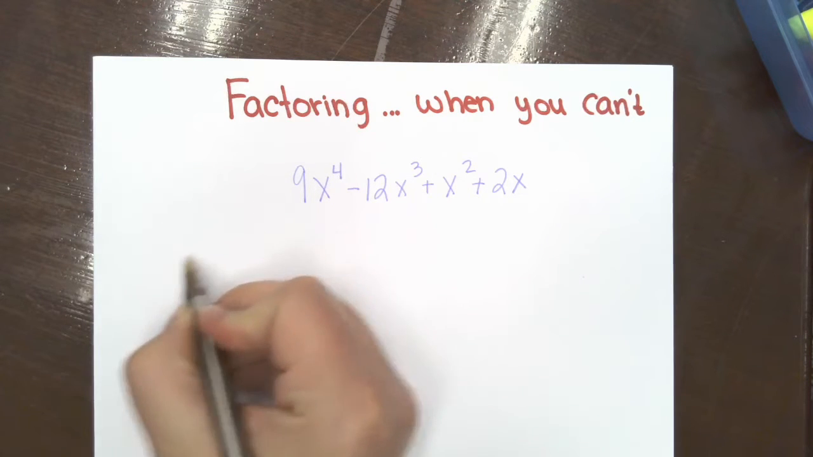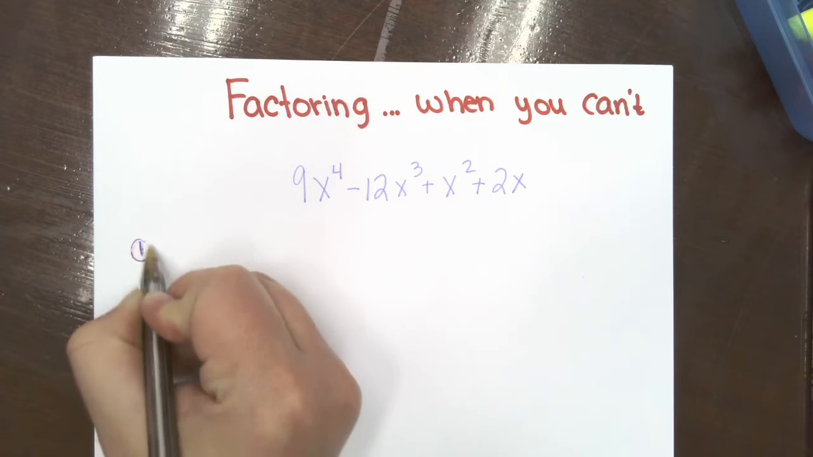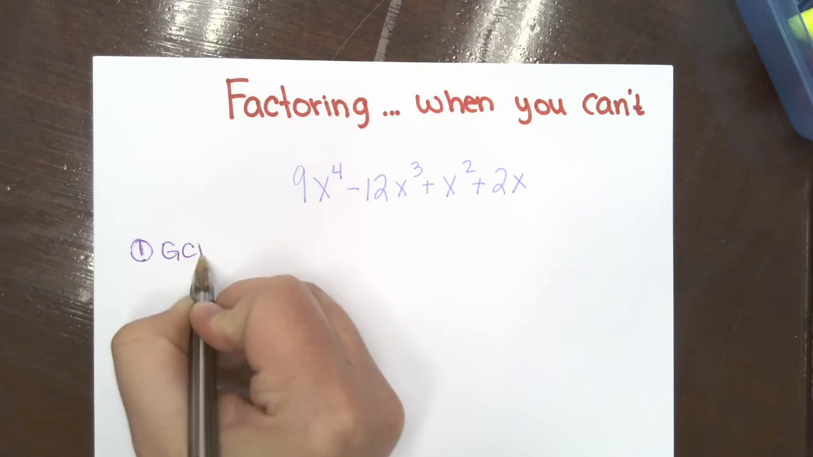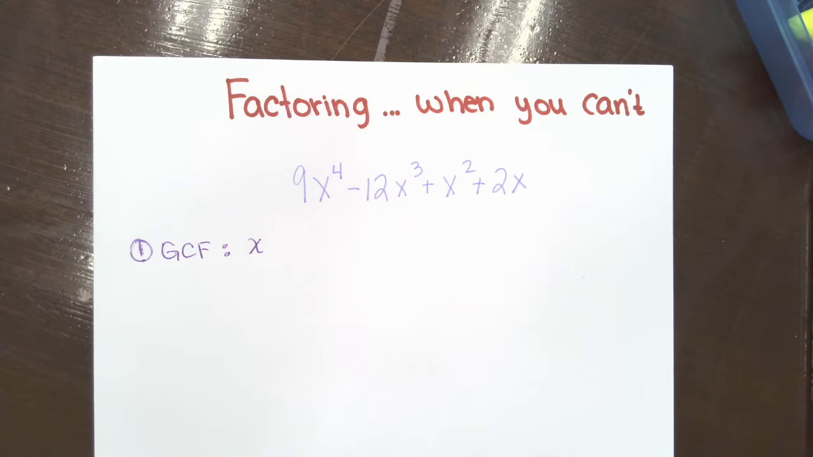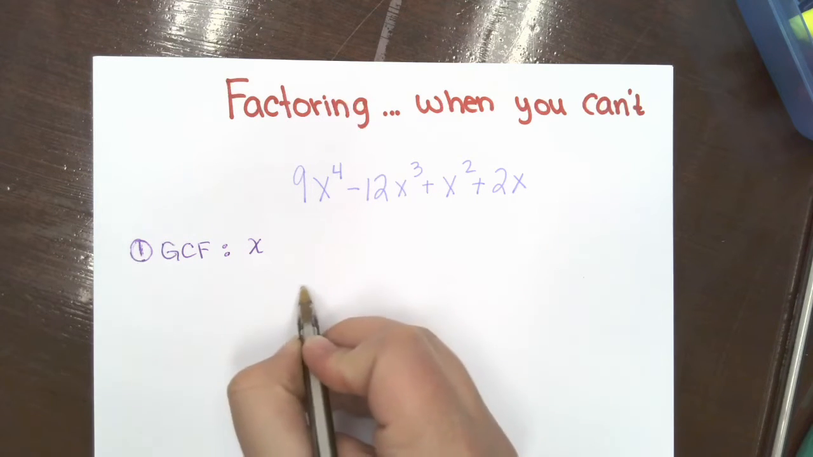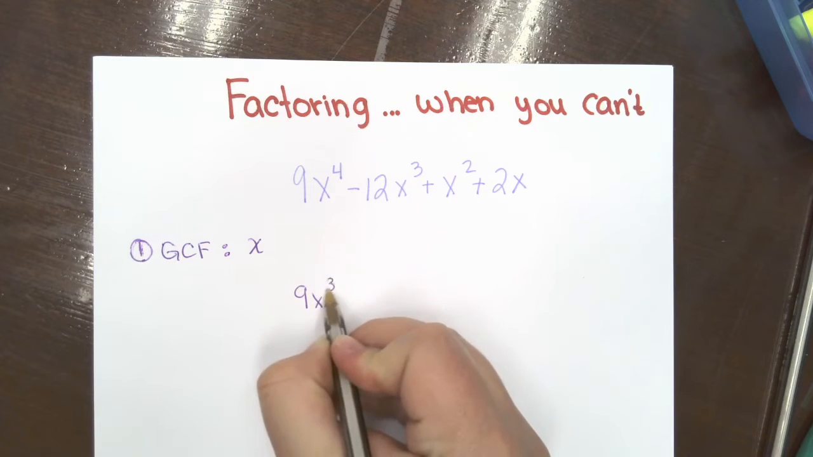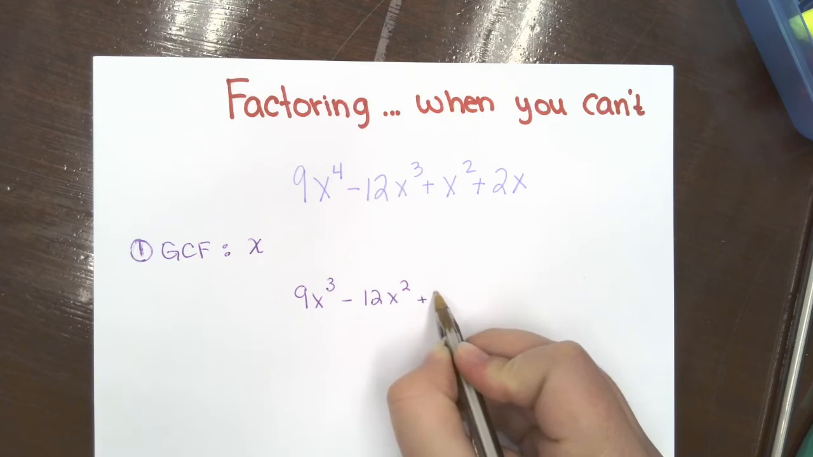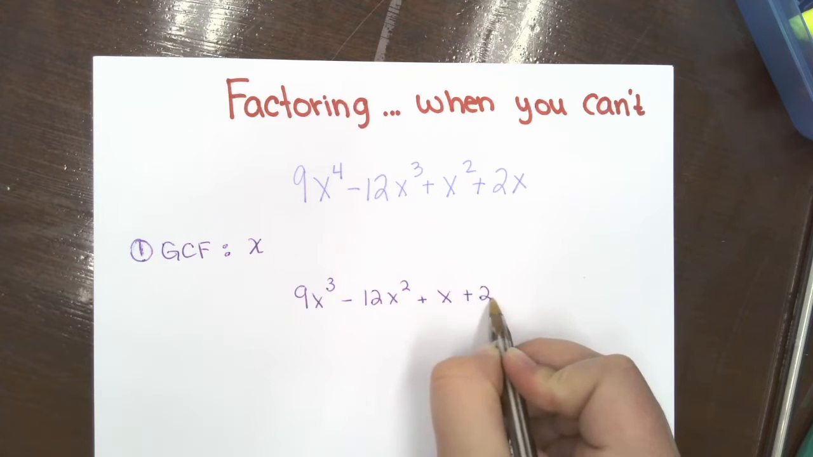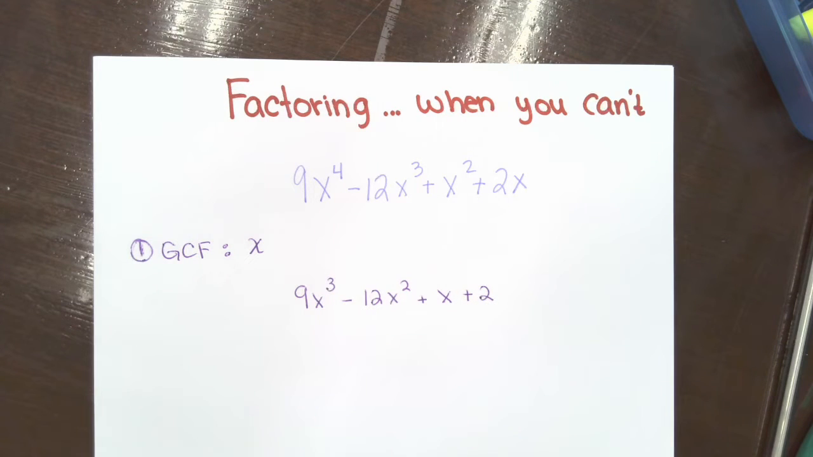So step number one, I'm going to pull out a GCF. And that GCF happens to be an x. Once I pull out that GCF, I'm going to be left over with 9x cubed minus 12x squared plus x plus 2. Now because we have four terms, I can potentially factor with grouping.